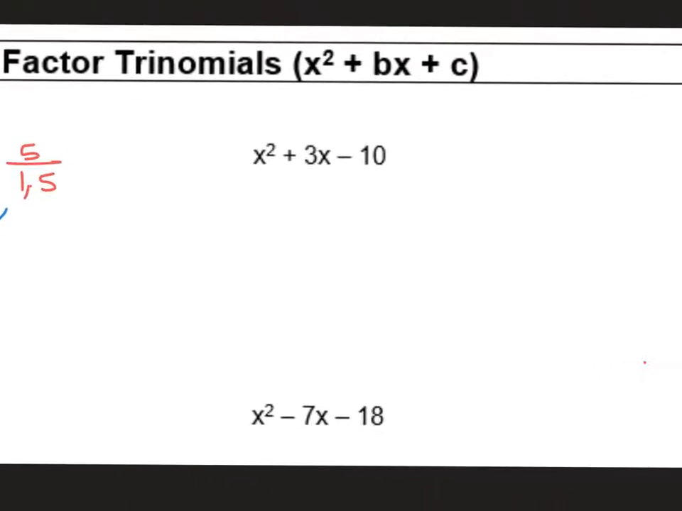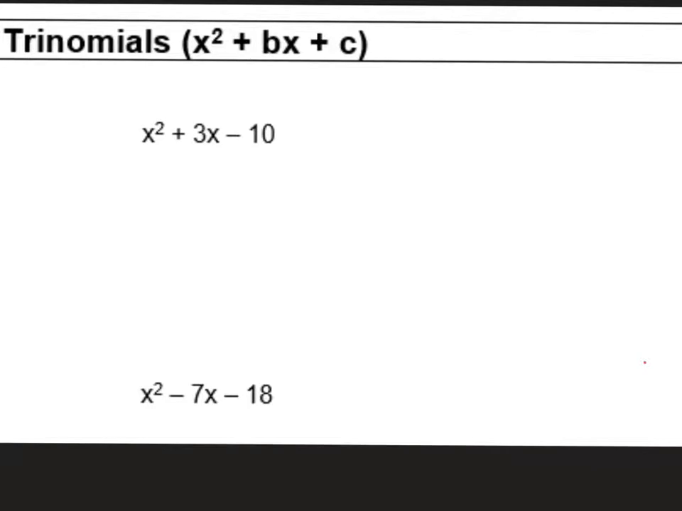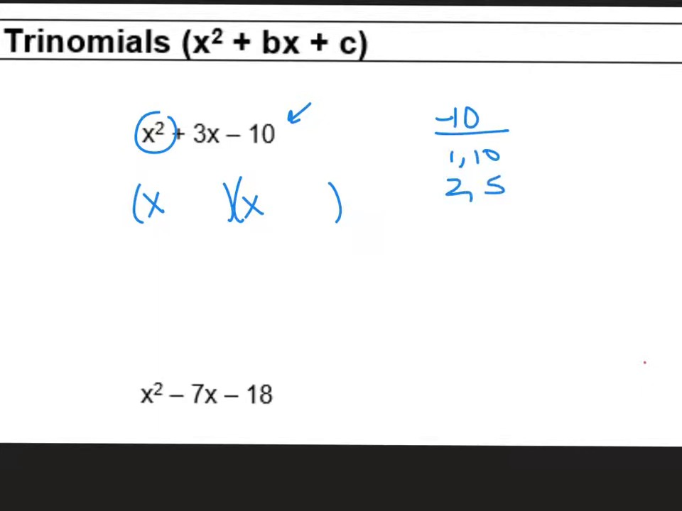All right, next one, x squared plus 3x minus 10. So again, we're factoring our trinomial. So we're trying to find what binomials will multiply to give us that. The x times the x right here is how we're getting the x squared. Now we have to look at how do we get this negative 10. So we have to find factors of negative 10. So 1 and 10, 2 and 5.